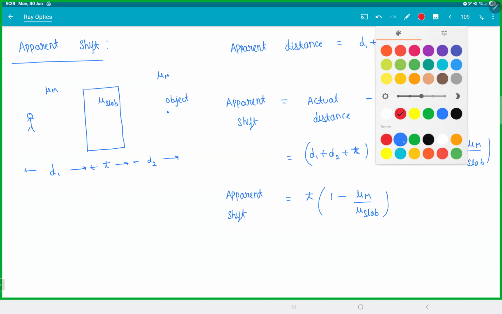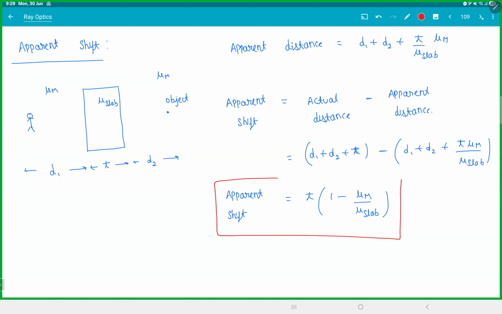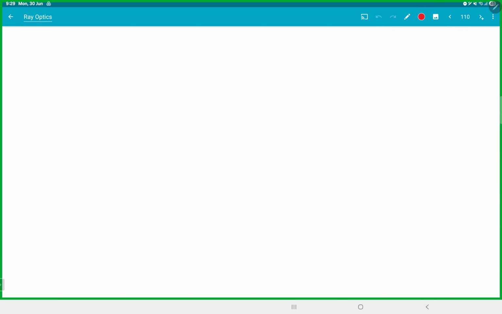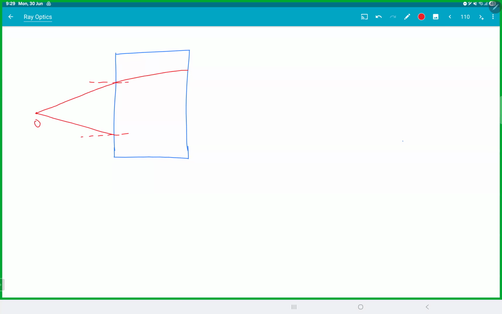So if you put a slab between an object and a mirror, the observer will think the object will shift by this much distance. Clear with this? So exactly what is happening here. So if this was the slab, when the light rays hit a parallel slab, initially it is going from rarer to denser, so it will go towards the normal. Then again, they'll come out parallelly.